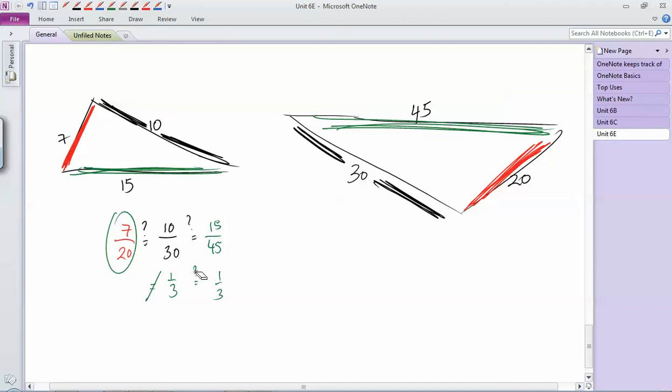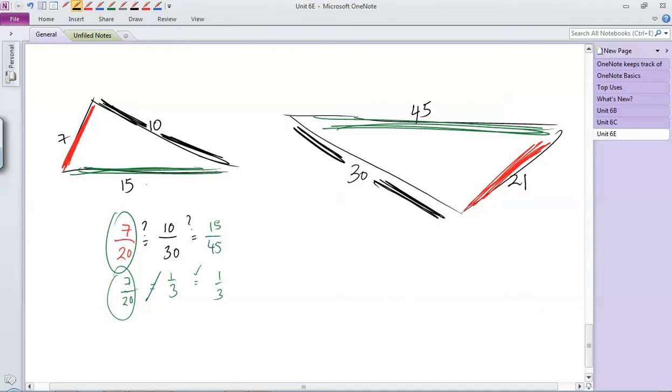But that's not the same as 7 over 20. So it turns out that this is not enough to say that the triangles are similar. In fact, you can say they're not similar because this pair of sides is not in proportion. But let's say it was. Let me change this. So it's 21.